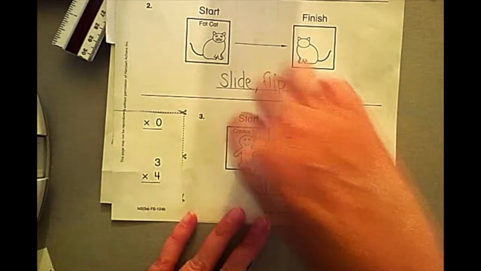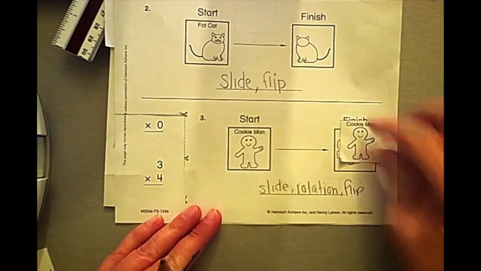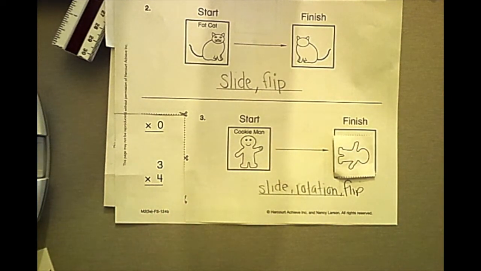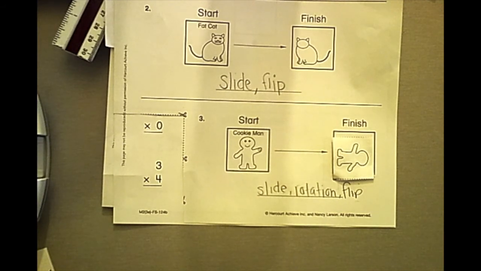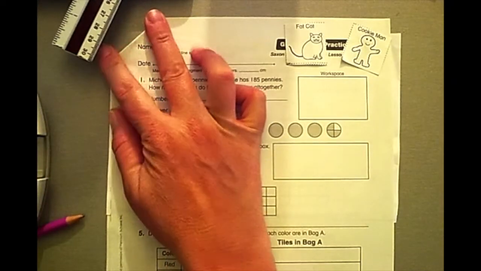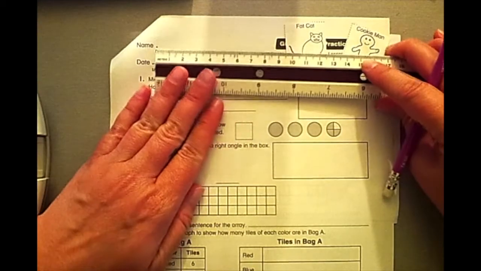Now, if you put slide, flip, rotate, you still get the same answer. Okay? It really doesn't matter which order you put them in as long as you have all three things down at the bottom. Okay? You can do whatever you want with your Cookie Man and your Fat Cat. They're going to sit up there and help me do my math today. And let's get started. Of course, draw a 7-centimeter line segment. Now we went back to centimeters. They must like the number 7 or 8 because that's what they always are.